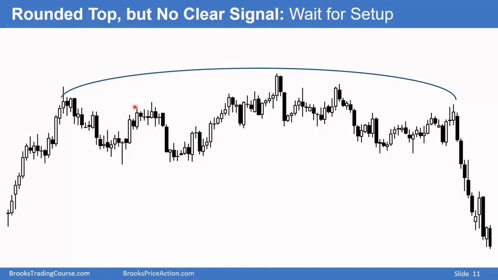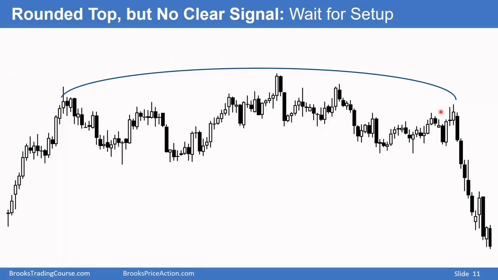A rounded top here, a head and shoulders top, left shoulder, head, right shoulder. It grew into a bigger rounded top, a failed breakout above a head and shoulders top, and now we have a nested head and shoulders top, left shoulder, head, right shoulder, and it became a bigger head and shoulders top, left shoulder, head, right shoulder. Again, I don't refer to this as a rounded top. I don't use that term.